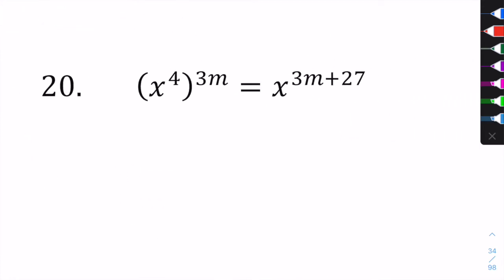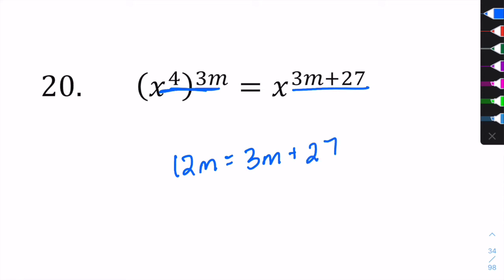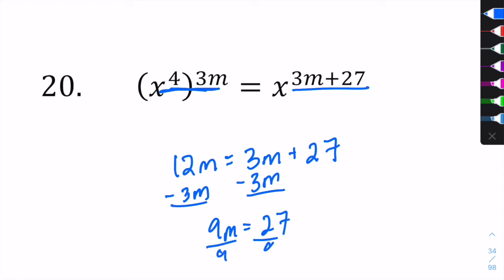Let's check out this one. You can already tell it looks like a lot more fun. All right, power of powers property right there. So we're going to multiply 4 times 3m is 12m. And on the other side, that's going to have to be equal to 3m plus 27. Hey, variables on both sides equation. Time to solve. Let's get all the variables partying on the same side. Let's subtract 3m from both sides. 9m is equal to 27. Hey, let's divide both sides by 9, and m is equal to 3. If you saw that m was equal to 3 from just looking at this, good for you. You're amazing. But I like doing the equations to make sure that we didn't make any goofs.